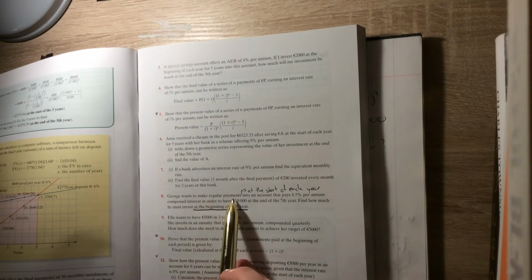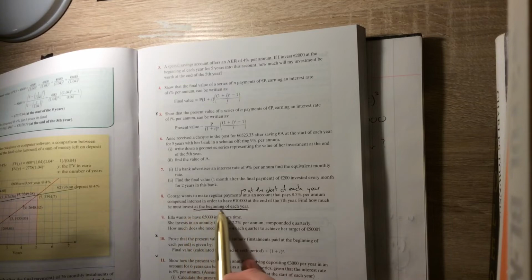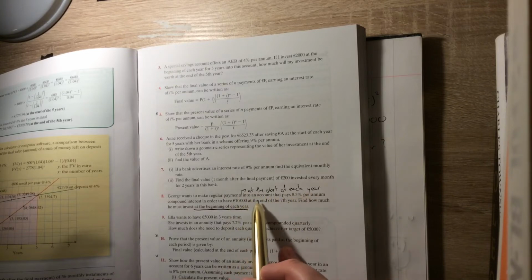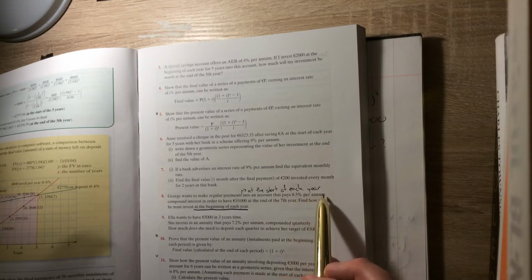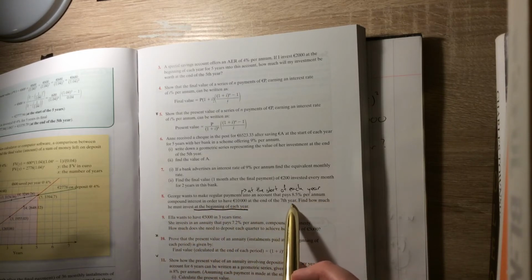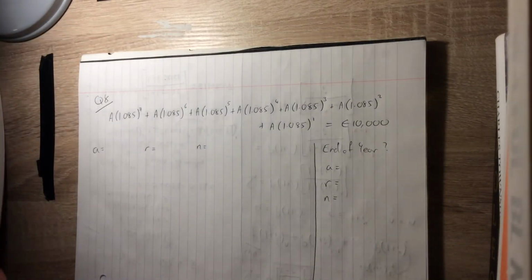George wants to make regular payments of some amount. Okay, now down here it says he's investing at the beginning of each year. Again, that thing with timing is important. I've actually included up here, it's at the start of each year he's making the payment into an account that pays 8.5% each year, compound interest, and he wants to have 10,000 euros at the end of 7 years. Find how much he must invest at the beginning of each year.